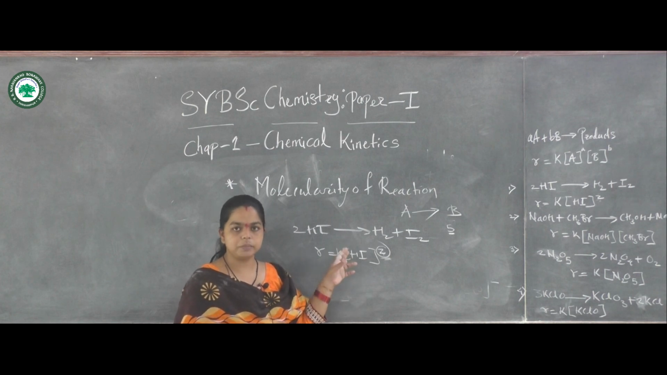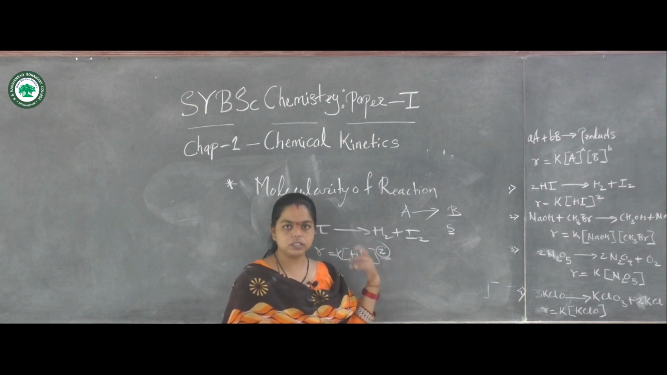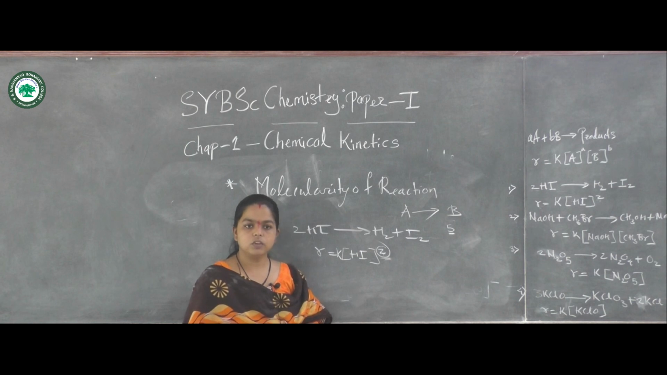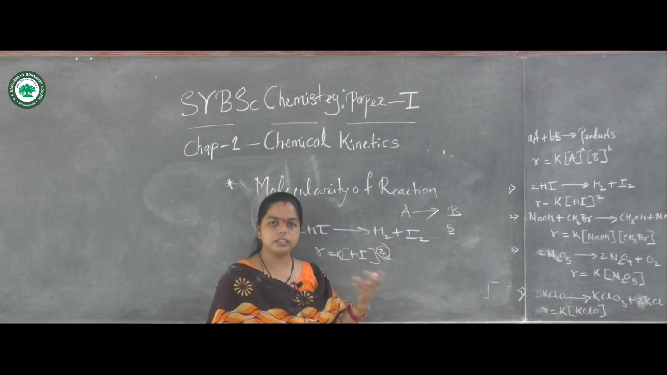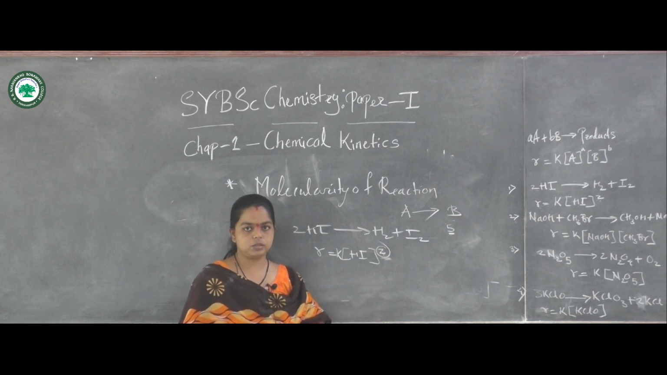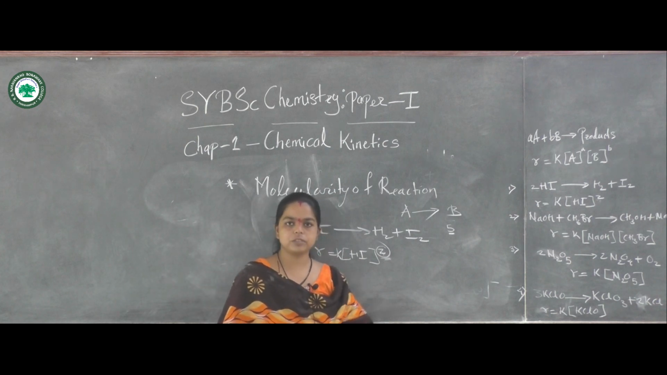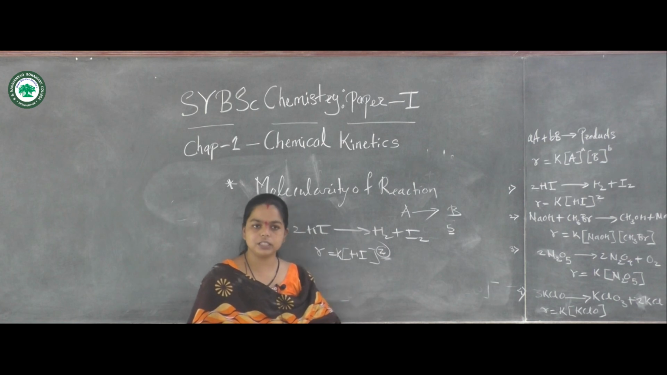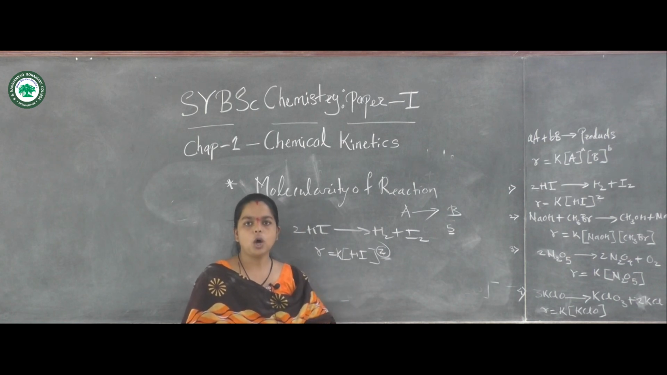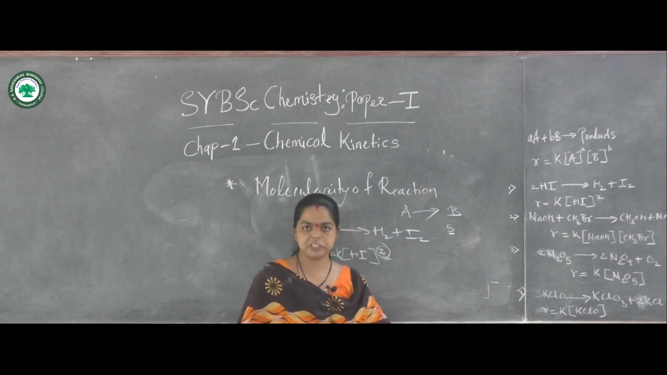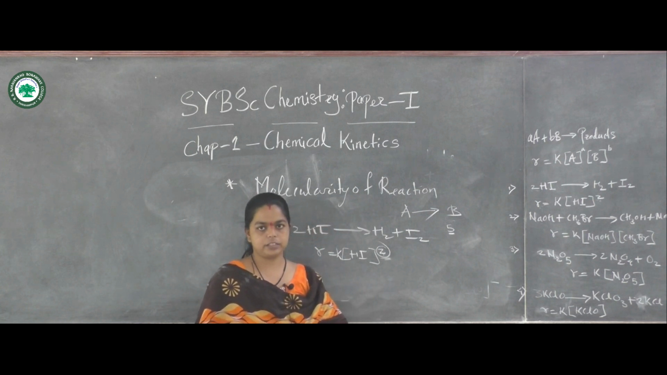So these two concepts are very important for deriving the expressions for any balanced chemical reaction or in determination of the rate constant. So in the next lecture we will derive the expression. We will study the factors affecting the order of the reaction and how to derive the expression for the zero order reaction. Thank you.